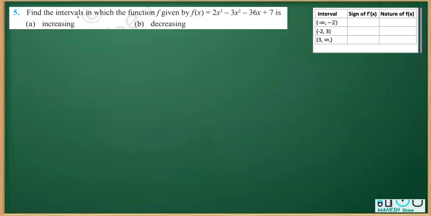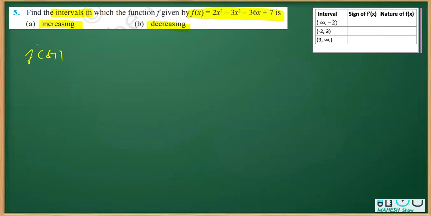This is one question taken from the chapter application of derivatives. We have one question from the increasing decreasing function. The question says that we are given a function, which I can see is a polynomial function, and we have to find the interval on which the function is increasing and the interval on which the function is decreasing. Well, there are a few steps that we should know.